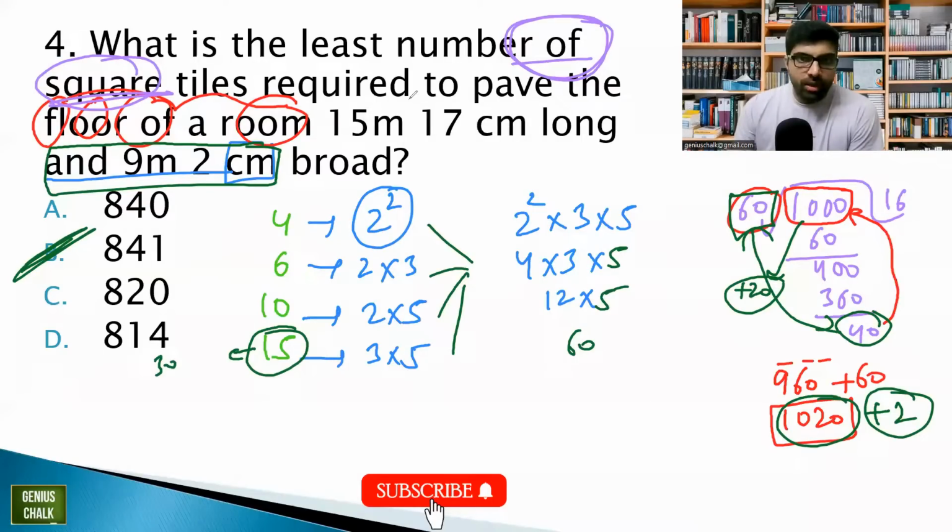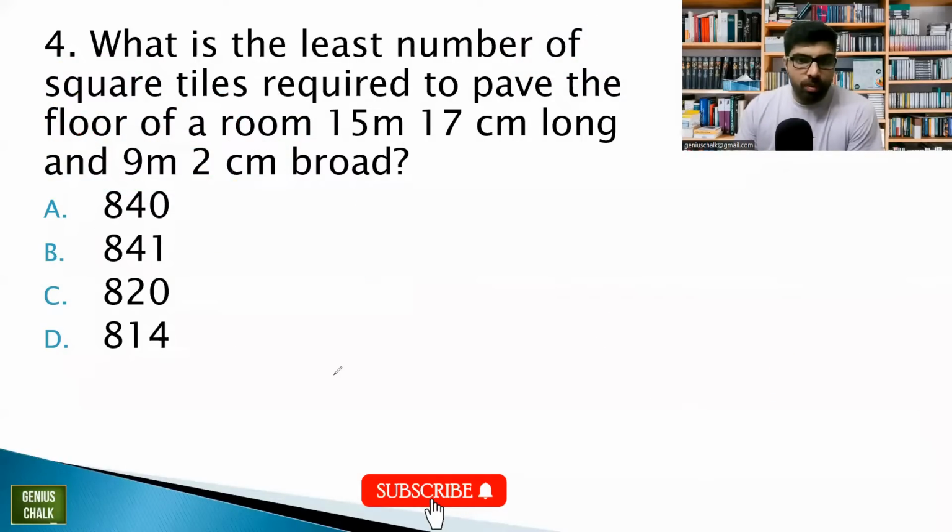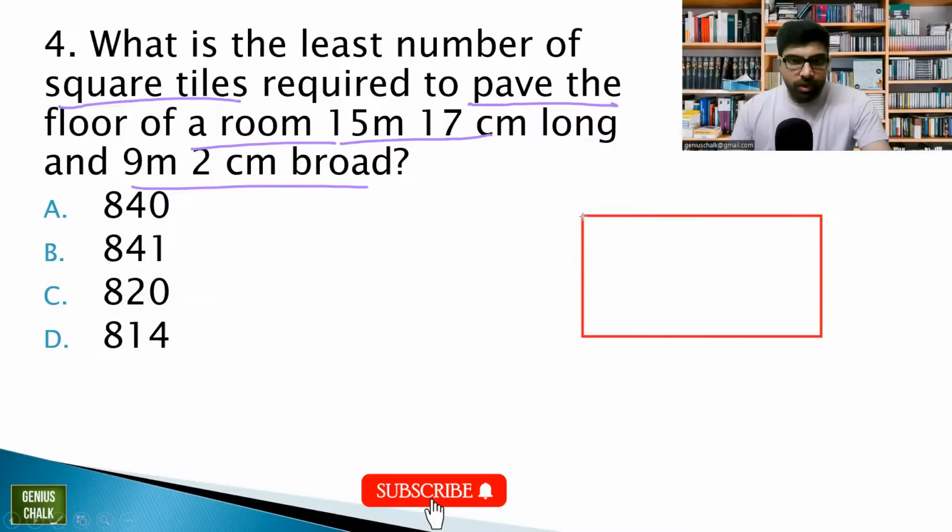Now, what is the least number of square tiles required to pave the floor of a room this much long and this much broad? Okay, let's understand this question first. The question says that there is a floor, and I have to fill this floor with tiles, like one tile, like this another tile.